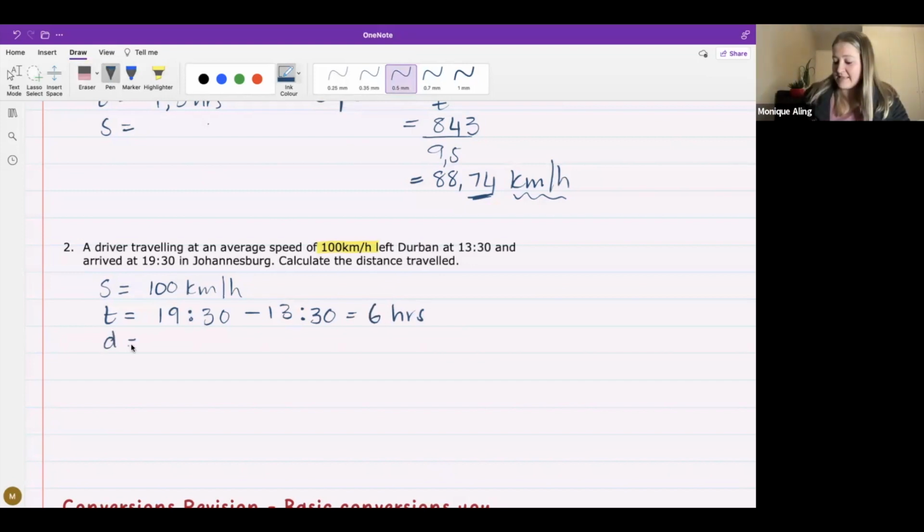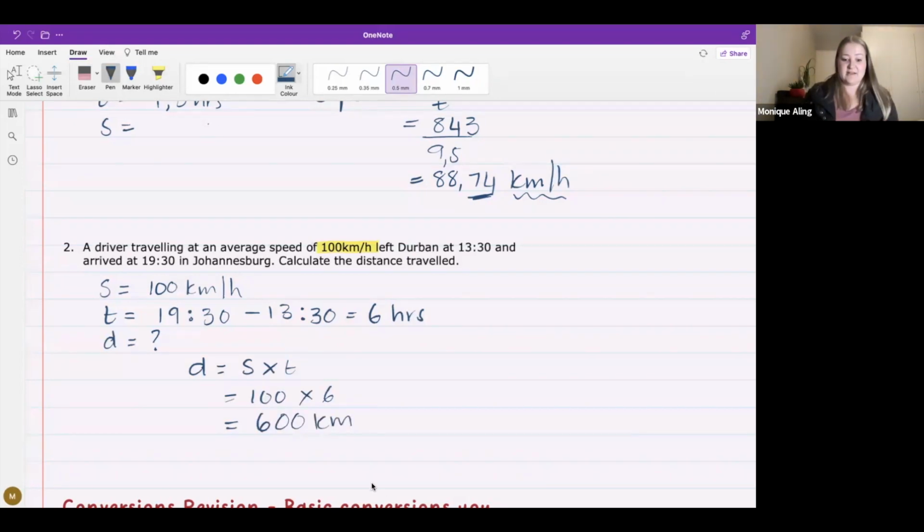Okay, and distance is what we need to work out. So distance is equal to speed times time. So 100 times 6 hours gives us 600 kilometers. And there we go. Nice, Amo, nice, Naledi, Ben, and Kabo.